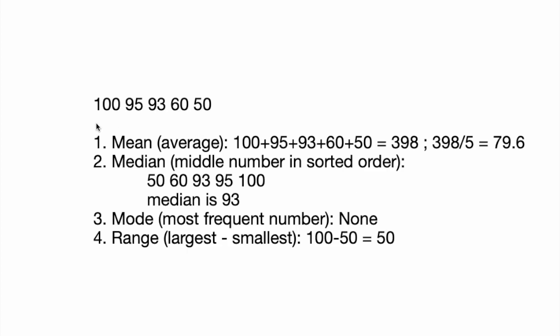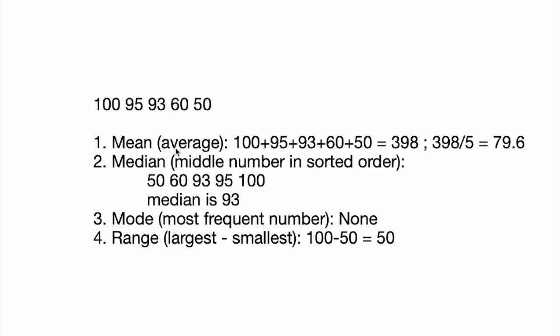Those statistics are mean, which is also average, median, mode, and range. Now let's understand how to calculate those with a very simple data set. You can assume there is a class of five students and they appeared for an exam of 100 marks, and out of 100 these are the marks that they got. One of them got 100, 95, 93, 60, and 50.